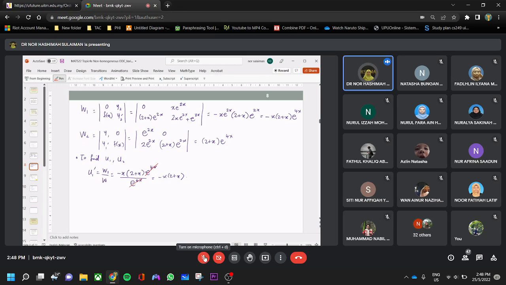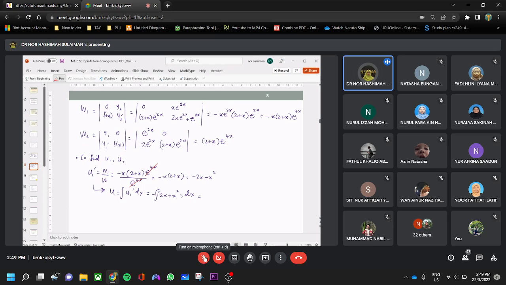Ataupun kalau you nak kembangkan jadi apa ni? Negative 2x tolak x kuasa 2. Okay. Right. Boleh tak kita selesaikan untuk U1? Kita buat teruslah ya. Kita dapat U1, you integrate kan U1 prime with respect to x. So you have what? Integration of negative, I take out the negative. Kat sini jadi 2x tambah x kuasa 2. Boleh tak sebab macam tu? Boleh kan? Boleh. Okay, so dapat apa ni?